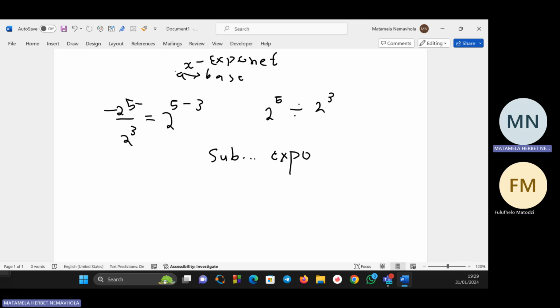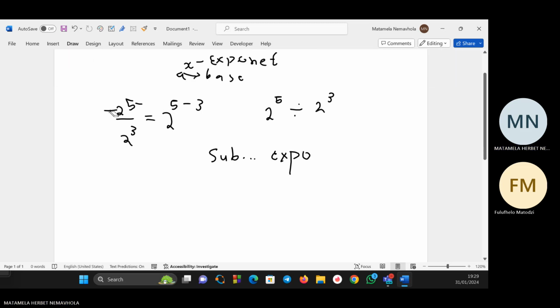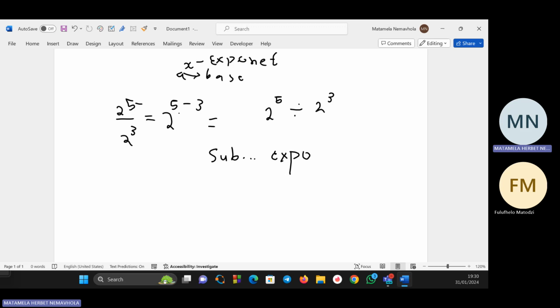Variables. Variables are letters. So now when we are dividing, we do what? When we are dividing, we subtract the exponents. So when we subtract the exponents, we are going to have 2. It's the same as starting with the exponent from the numerator side and subtracting the one from the denominator side.